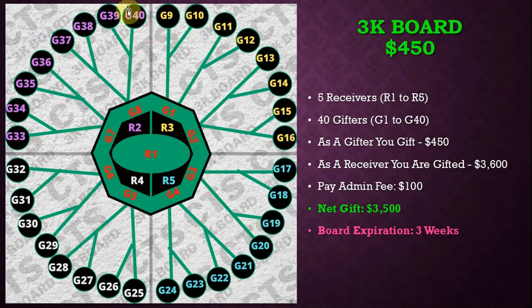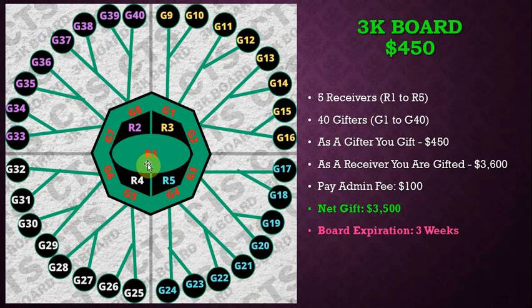Let's say you are in G position number 9. When all of the 40 G positions are filled, the gifts will be paid to the receivers and the board will split. Meaning, out of this one board, 8 new boards will be created and you will become part of the core on a new board. One of those 8 boards that are created, you will be in the core of that board. You'll be a receiver.